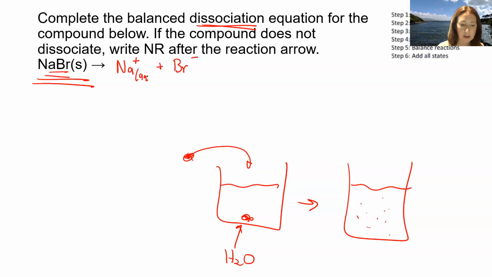Both of these are in water. So that's what dissociation means. You put it in water and it comes apart into ions.